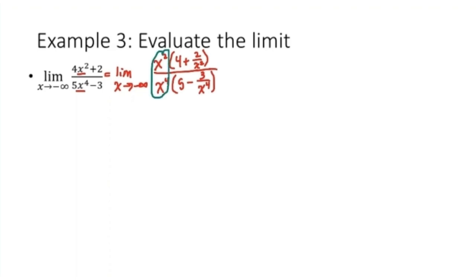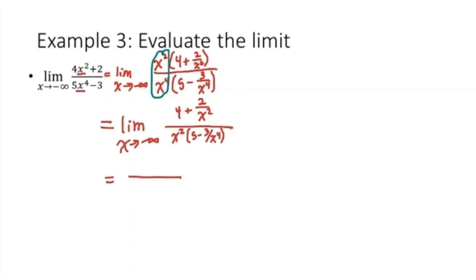Now we'll reduce the x squared and x to the 4th. And when we do, we get 4 plus 2 over x squared all over x squared times (5 minus 3 over x to the 4th). Now we can evaluate our limit. The limit of 4 is 4. The limit of 2 over x squared is 0. The limit of x squared will be infinity since x squared is always positive. The limit of 5 is 5. And 3 over x to the 4th is 0.